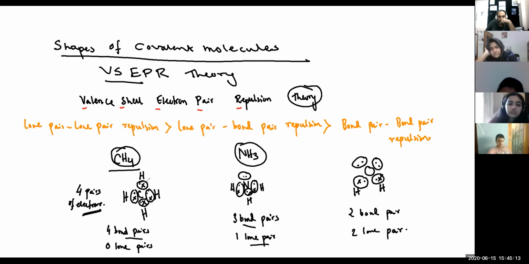So they all have four pairs of electrons, but in methane all of them are bond pairs. One bond pair, two bond pair, three bond pair, four bond pair. All of them are participating in bonding. Ammonia has three bond pairs, one, two, and three, and one lone pair. Water has two bond pairs and two lone pairs.